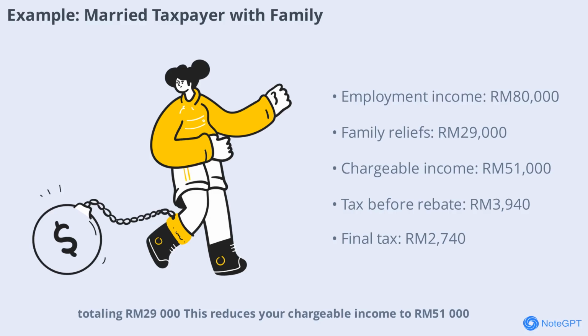Applying the progressive tax rates, you pay 6% on the first RM35000, 11% on the next RM15000, and 19% on the remaining RM1000, resulting in a total tax of RM3940 before rebates. If you've paid zakat of RM1200, this is deducted, bringing your final tax liability to RM2740. This example highlights how family status and eligible reliefs can significantly lower your tax.